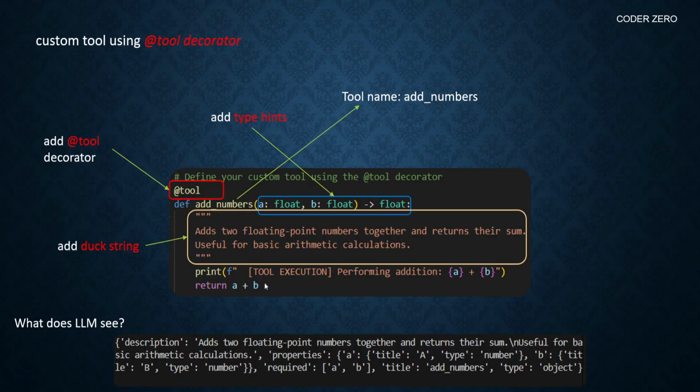Now this is the function we wrote in Python, right? But what does the LLM see when we give this function to it? When we give this function to the LLM, it sees something like this. The description is "add two floating point numbers", the description we have here, then properties here, then required A and B, and title add numbers. So this will be the name of the tool. Now let's see this in action.